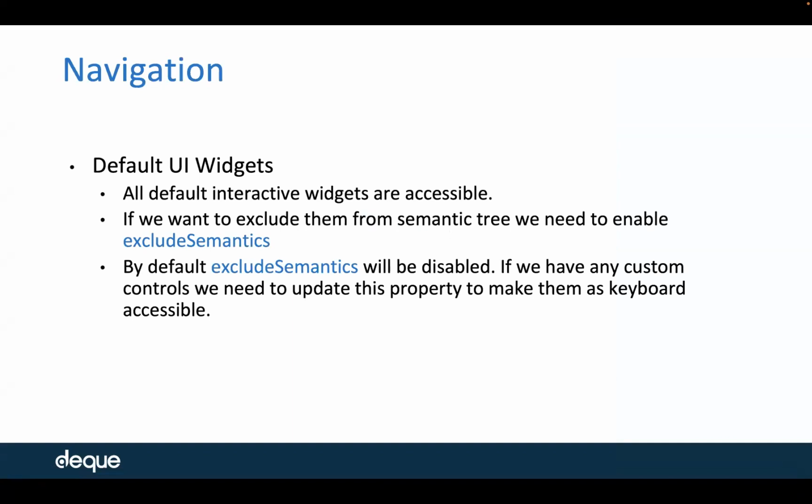If there is any problem, we need to check one property in the Flutter framework, which is exclude semantics. The Semantics widget has this property of exclude semantics. By default, this property is false. The name itself tells us it excludes this particular widget from the semantic tree. By default it is false, meaning each and every widget has to be in the semantic tree. So in our code, if a button is not accessible, it means that button is excluded from the semantic tree.